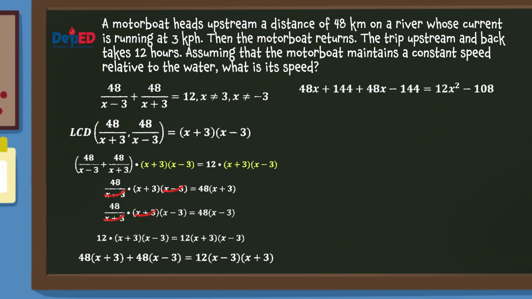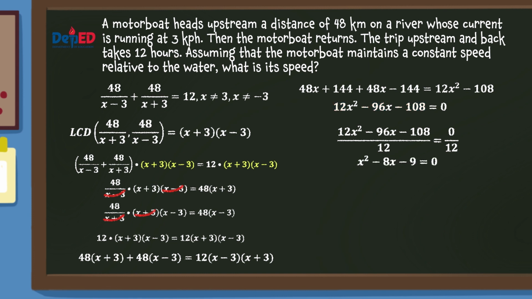This means that 48x plus 144 plus 48x minus 144 is equal to 12x squared minus 108. Writing the equation in standard form, it must be expressed as 12x squared minus 96x minus 108 equals 0. We can reduce the values of the coefficients a, b, and c in the equation since 12, negative 96, and negative 108 are all divisible by 12. So if we divide both sides of the equation by 12, we should get the equation x squared minus 8x minus 9 equals 0. And this can also be solved by factoring.